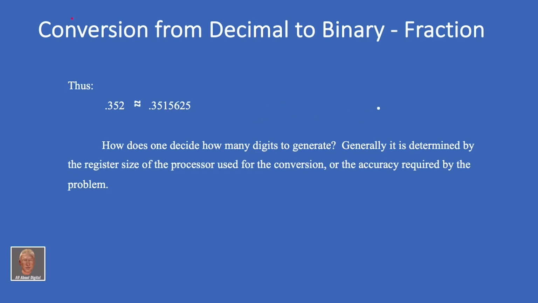I mean, it may never converge. Most of them don't converge, which means they'll never become exactly 0.352. So again, how do you decide how many bits to generate? Normally it's determined by the register size of the computer processors that you're using: 16 bits, 32 bits, 64 bits, typically 16 bits or 32 bits. Or whatever the accuracy is required by the problem. But you're not going to get an exact number. But close enough is good enough.